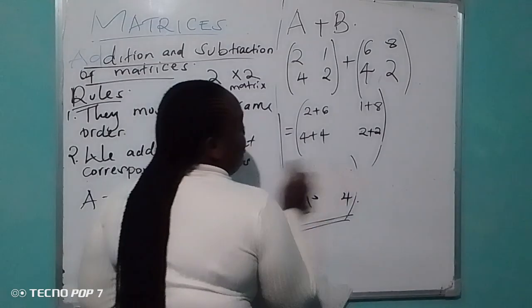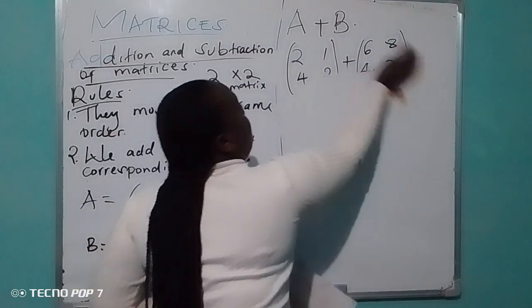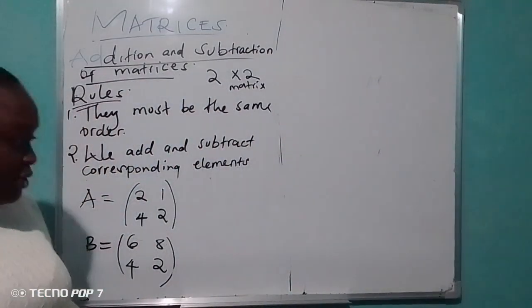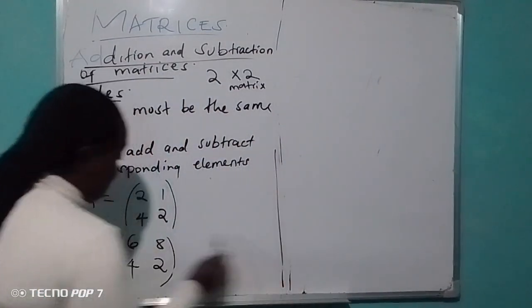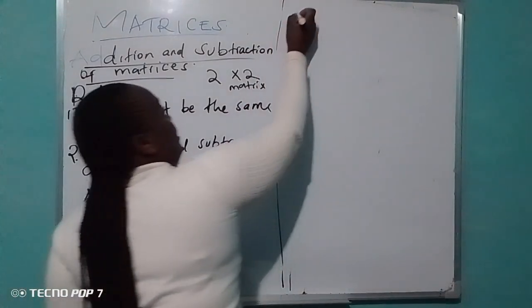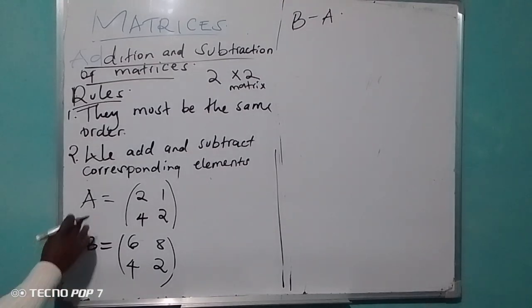We want to do subtraction now. That was addition. So let us see subtraction using these matrices. A is this, B is this. So we can say B minus A.